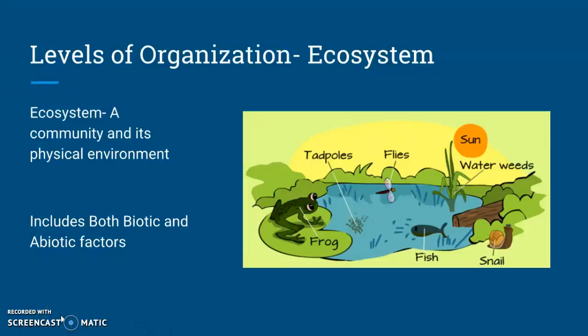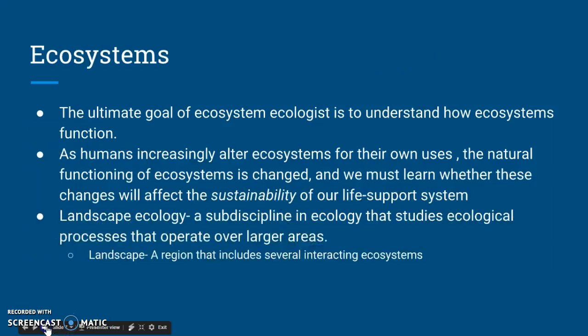An ecosystem is a community and its physical environment, so it includes both our biotic and abiotic factors. In this picture you can see that we have the sun, we have the fly, we have the fish. You can include the water and what's in the water, all as part of your abiotic environment and biotic environment.